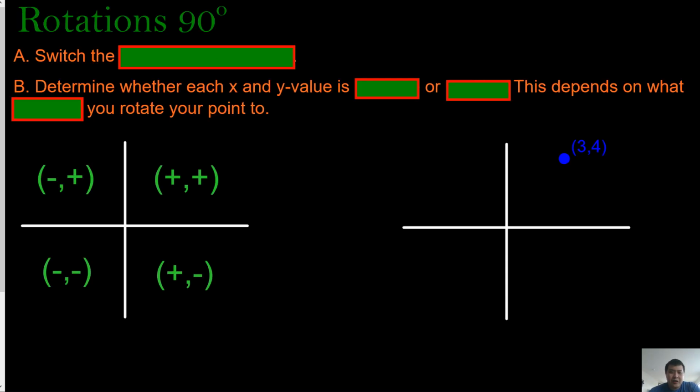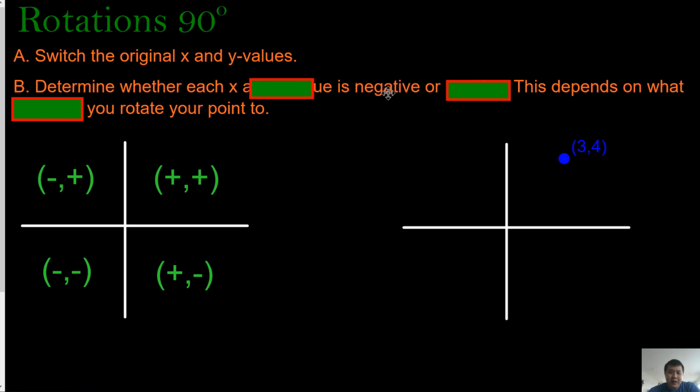Today's transformation that we're going to talk about is rotations. Specifically, we're going to start with rotations of 90 degrees, and we'll touch on 180 degrees because it's something that we actually already know how to do. So to rotate something 90 degrees, you have to switch the original x and y values. You just flip them around, and then determine which x and y value is negative or positive, and this depends on which quadrant you rotate your point to.